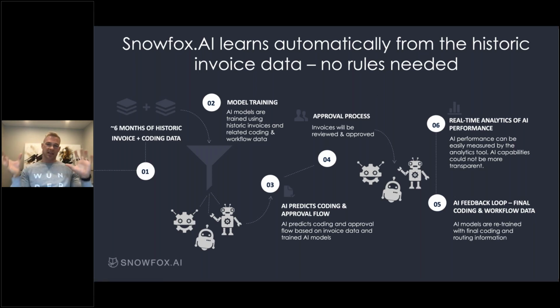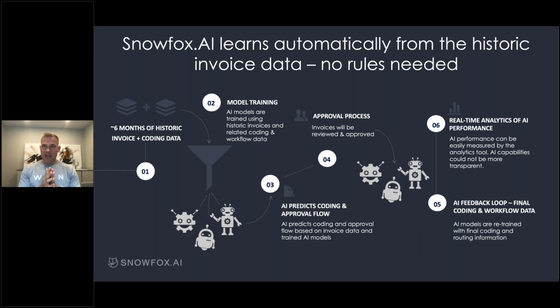But this is the process. AI is trained with the historic data, then we implement it as a part of your process. AI will do the coding and approval flow predictions, and they will go through your normal approval flow process. If AI makes mistakes, it learns automatically, and reporting will show you how AI performed and so on.